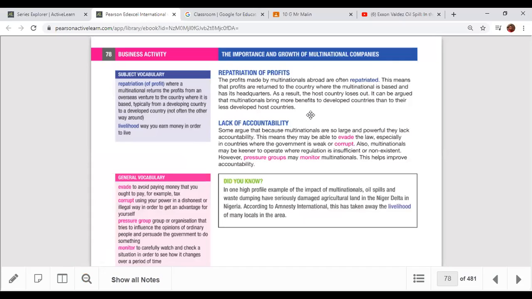All the profit made by the multinational companies is repatriated back to the country where they come from. This means profit is returned to the country of origin, where they're based and where their headquarters are. As a result, the host country loses out, and it can be argued that multinationals bring more benefits to the developed countries than to the less developed host countries. That's why, whatever project they start, they come to Sri Lanka or any other country not because of the benefits, but because of the income they can earn.